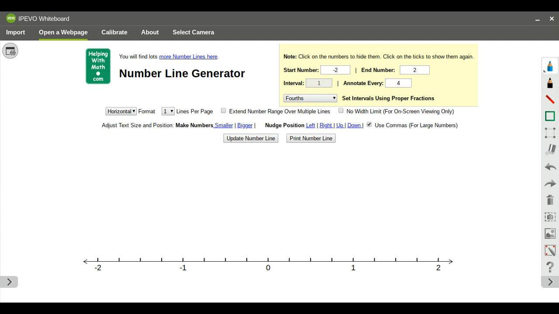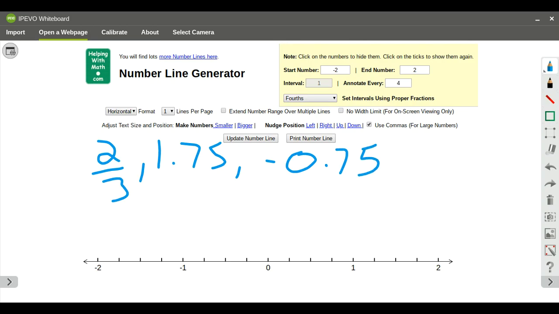So if I have the following numbers, if I have 2/3, 1 and 75 hundredths, and -75 hundredths, I want to order this in least to greatest. So if I use a number line to order them in least to greatest, first thing I'm going to do is put numbers on that I know.